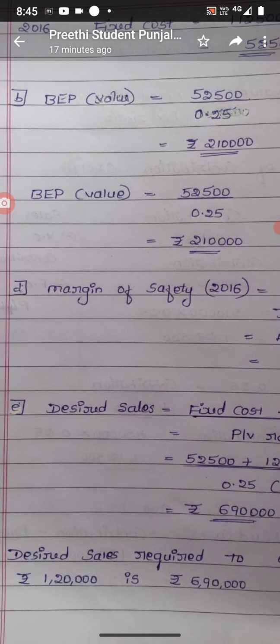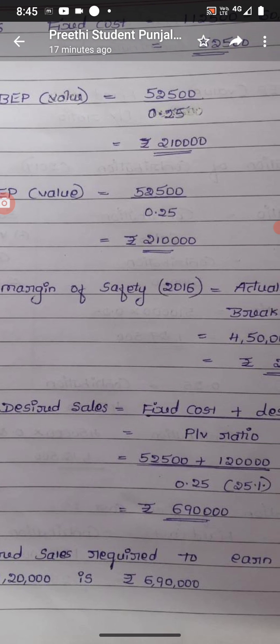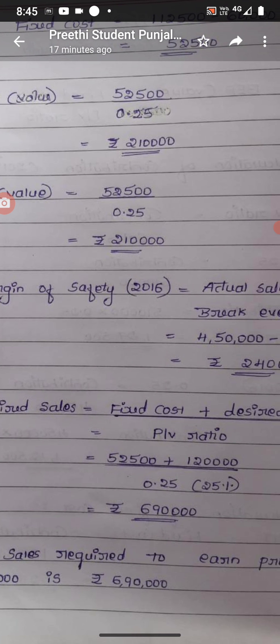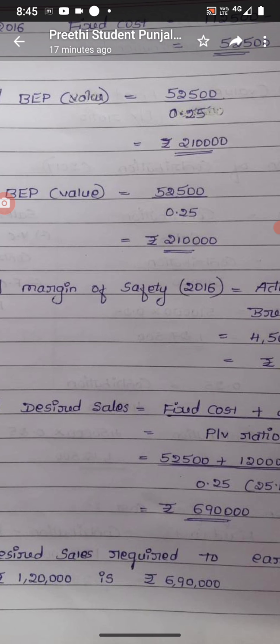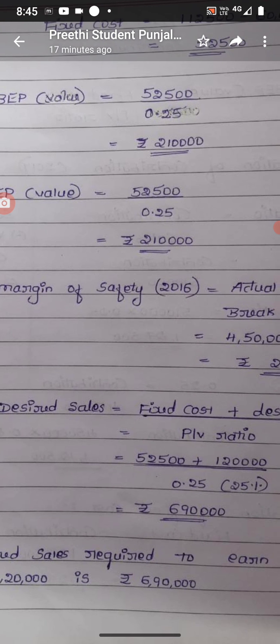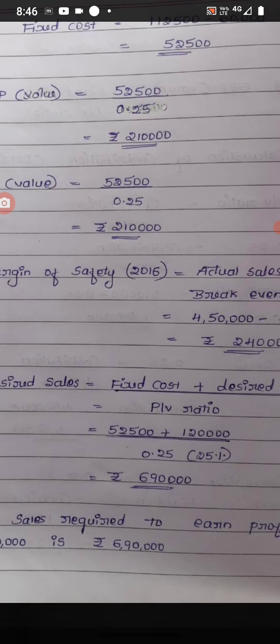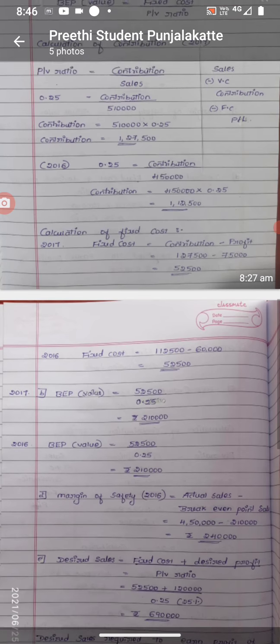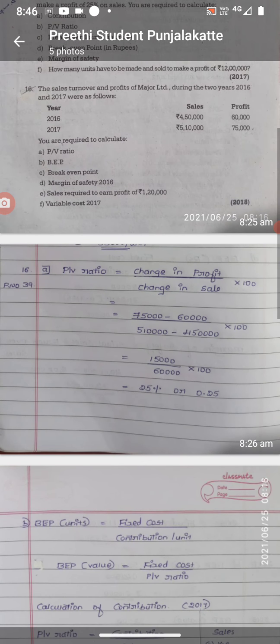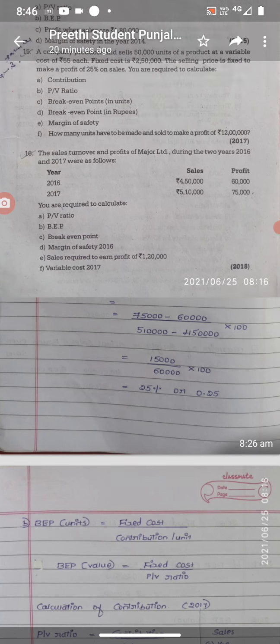So desired sales we don't know. We want to know what is the desired sales. Fixed cost is 52,500 plus 1,20,000 divided by PV ratio 0.25 or 25 into 100. So that way you get 6,90,000. So desired sales to get a profit of 1,20,000 is rupees 6,90,000. So you have to do sales of 6,90,000 in order to get a profit of 1,20,000.